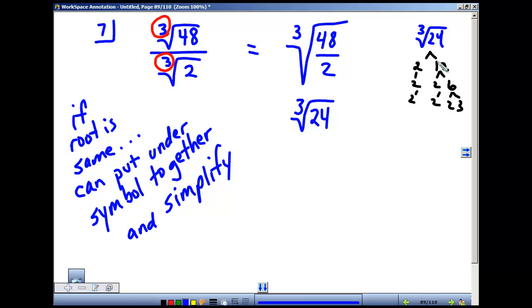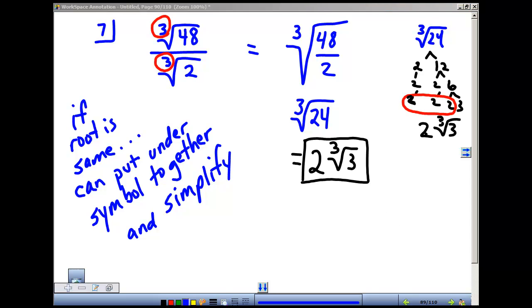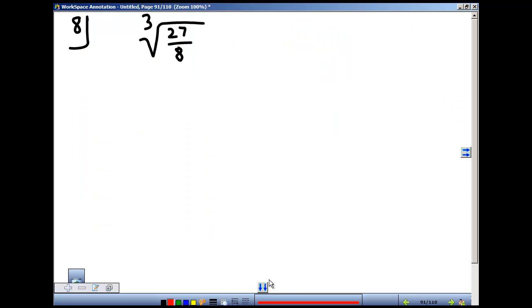Now we can break down the cube root of 24. I'm looking for groups of 3 since my index is 3. And the cube root of 24 breaks down to be 2 times the cube root of 3. And that's it.